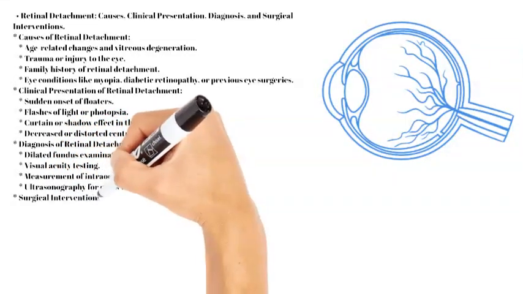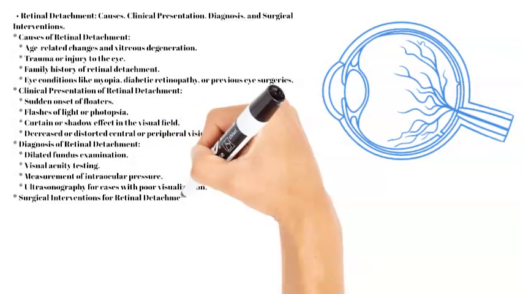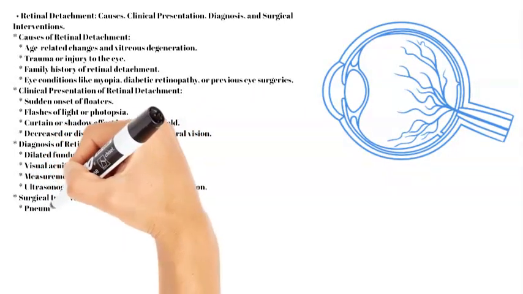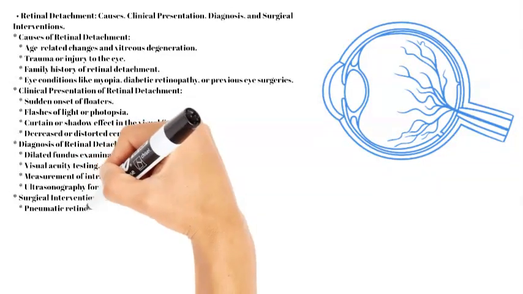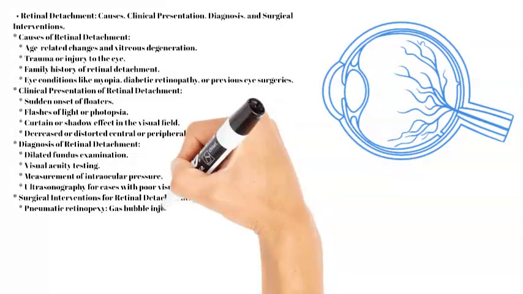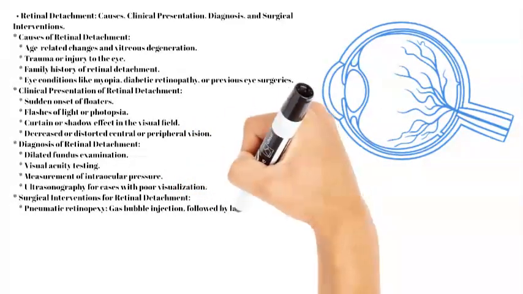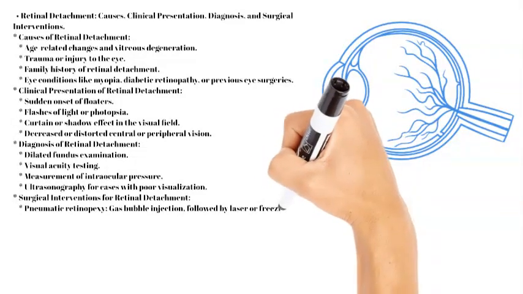Scleral buckle surgery. A silicone band is placed around the eye to provide external support and reduce tension on the retina, allowing it to reattach. Vitrectomy. This surgical procedure involves removing the vitreous gel and any traction on the retina. The space is filled with either a gas bubble or silicone oil to help reattach the retina.